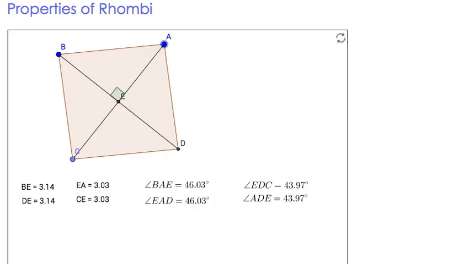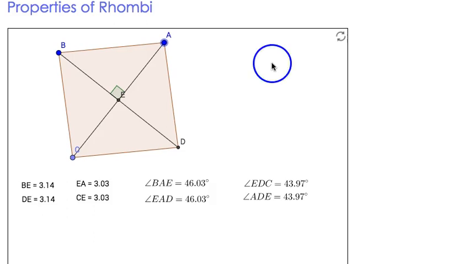So let's check this out real quick. Properties of a rhombus. As you can see here, we have the two segments. They intersect and create that perpendicular bisector, so 90 degrees. You'll also notice that BE and DE, these line segments, are both 3.14. They are both congruent to each other. And same for CE and EA, it's the same case, but these ones are 3.03.